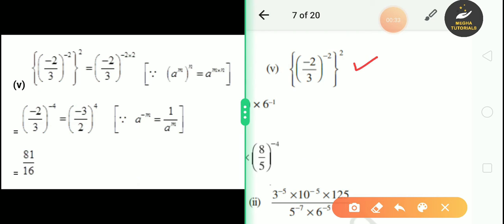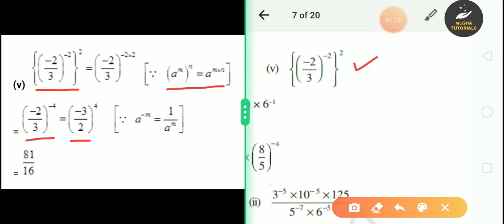Question 5: ((minus 2 upon 3) raised to minus 2) whole raised to 2. So this is the question. Then we can write (minus 2 upon 3) whole raised to minus 2 into 2. This is using the law (a raised to m) raised to n is equal to a raised to m into n. So further we can write (minus 2 upon 3) raised to minus 4, which is equal to (minus 3 upon 2) raised to 4.